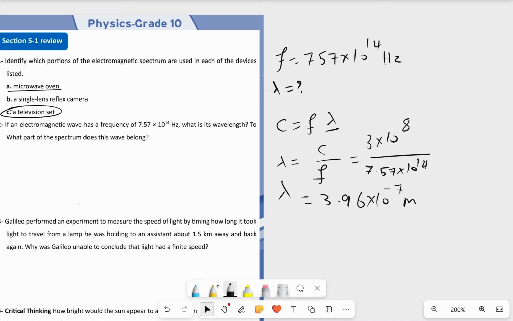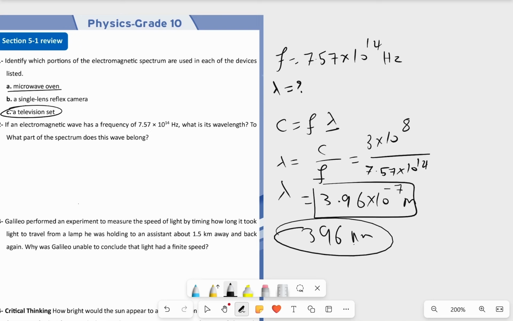To what part of spectrum is this? This is going to be 396 nanometers, if we change that to nanometers. So this is going to be what? This is going to be the ultraviolet spectrum.